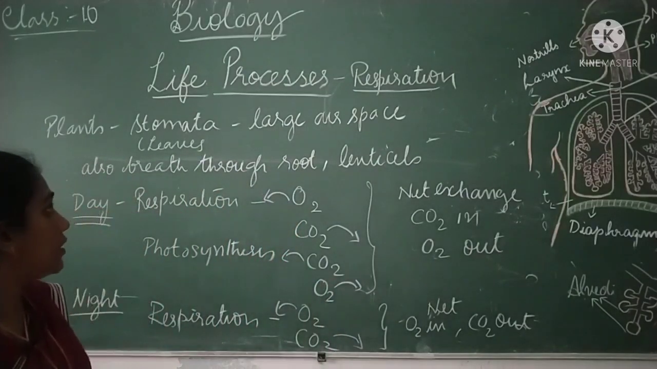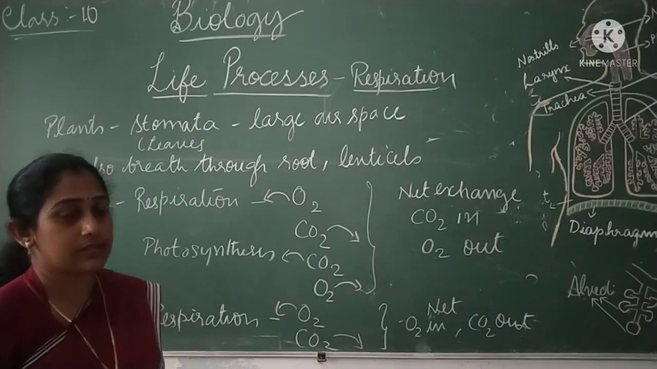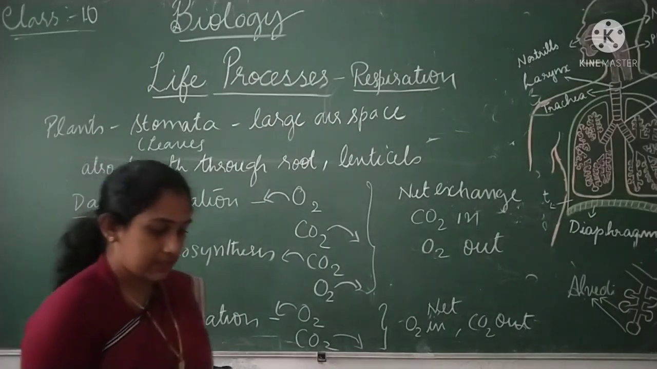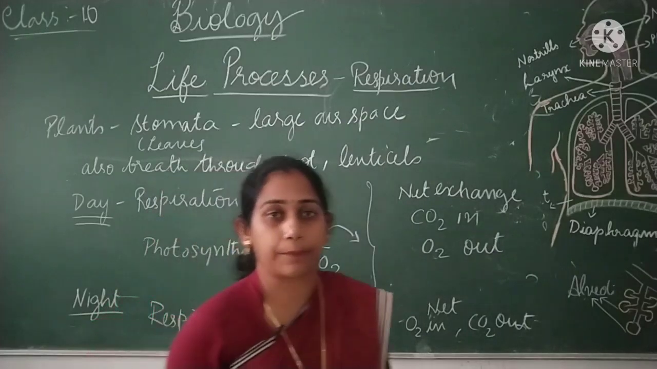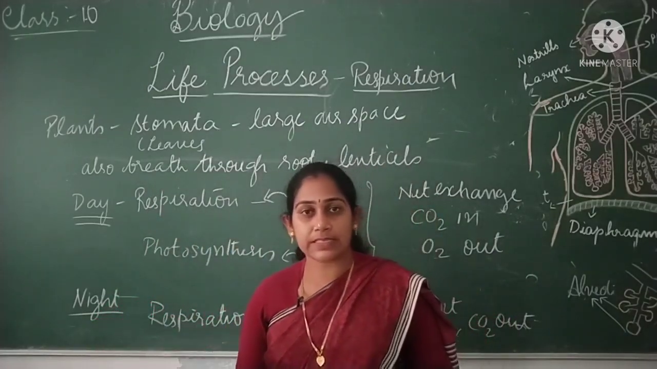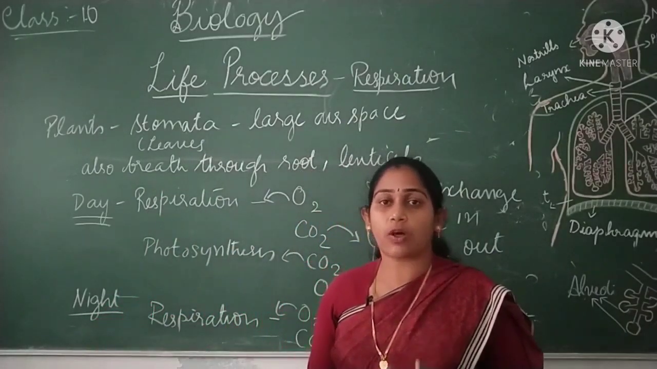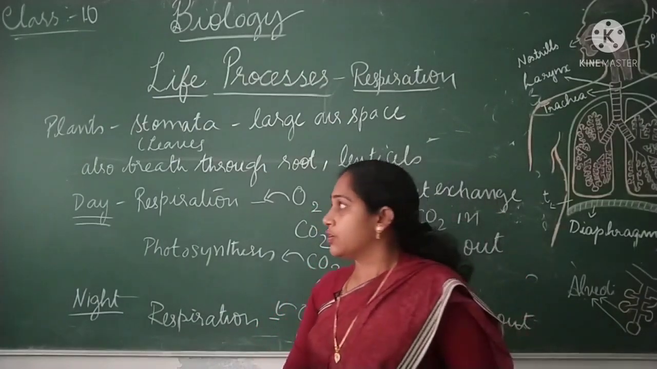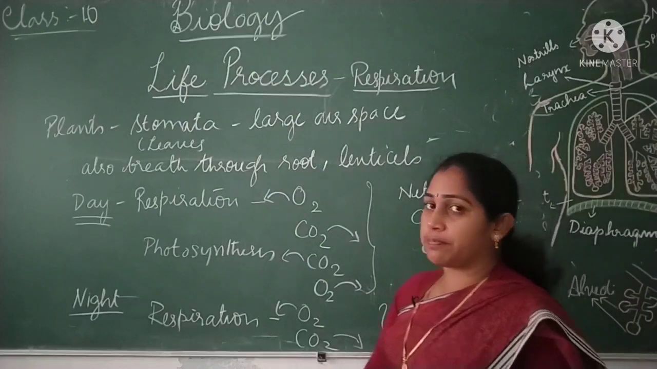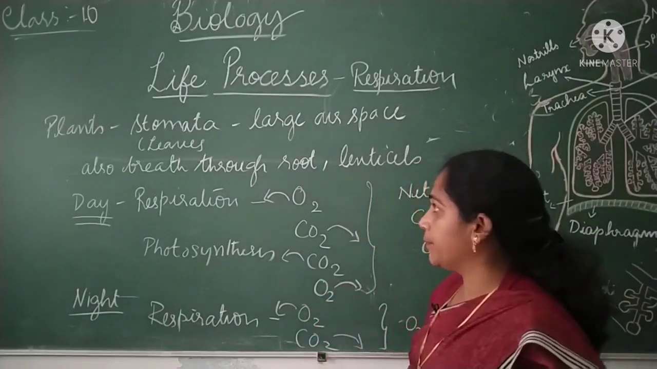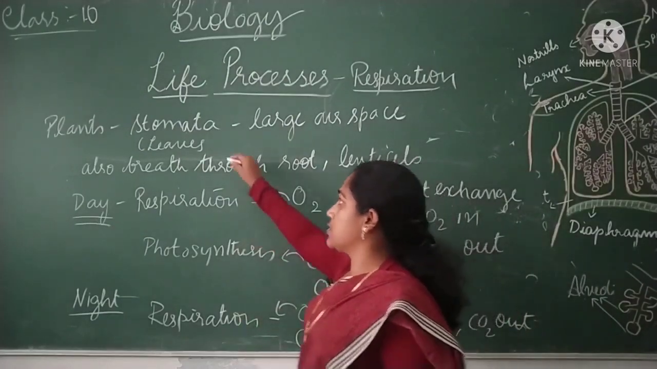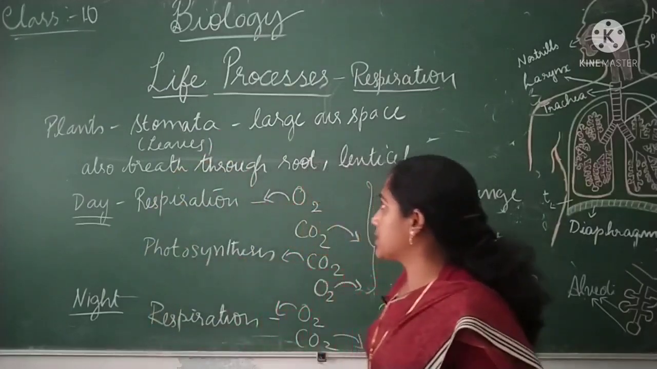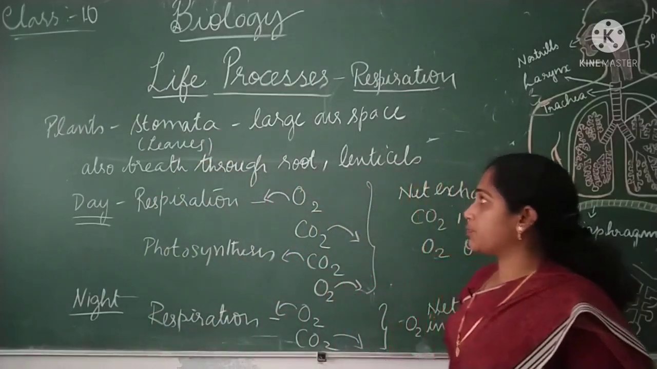Respiration in plants: plants can respire throughout their body. All parts of the plant can exchange the gases of respiration. If you take the leaves, what is the part which is exchanging the gases? Stomata. Stomata help in the exchange of gases in the leaf of the plants. So it happens through the stomata.